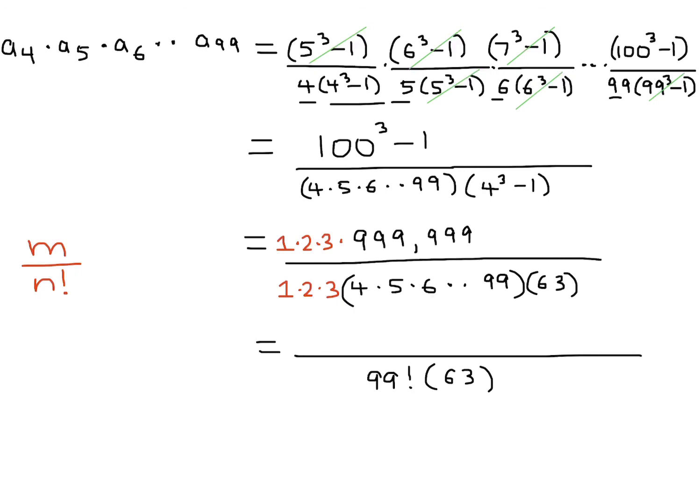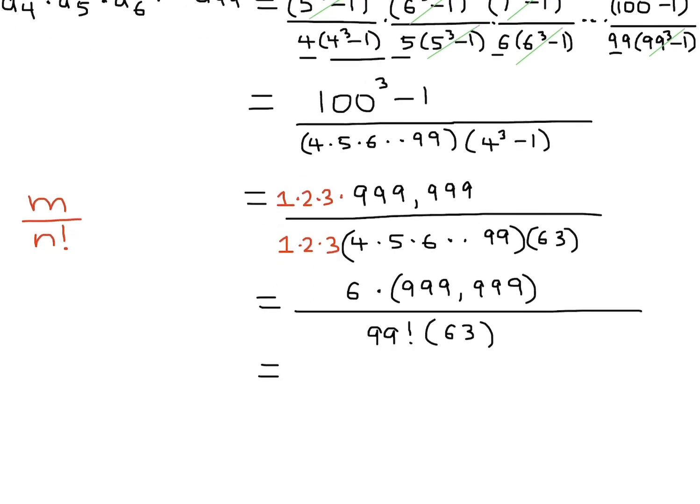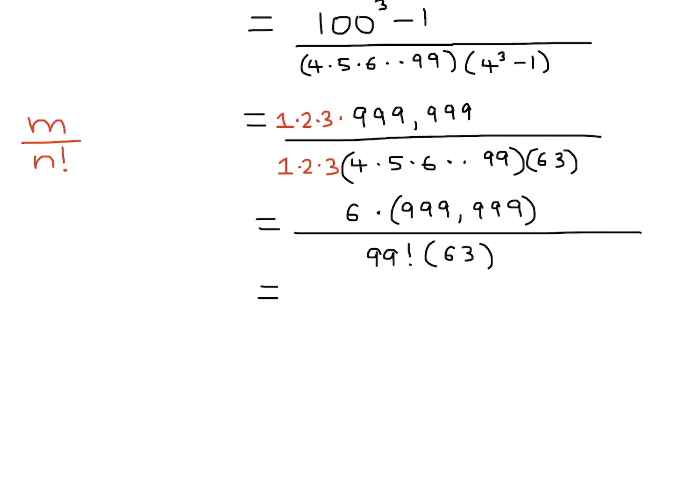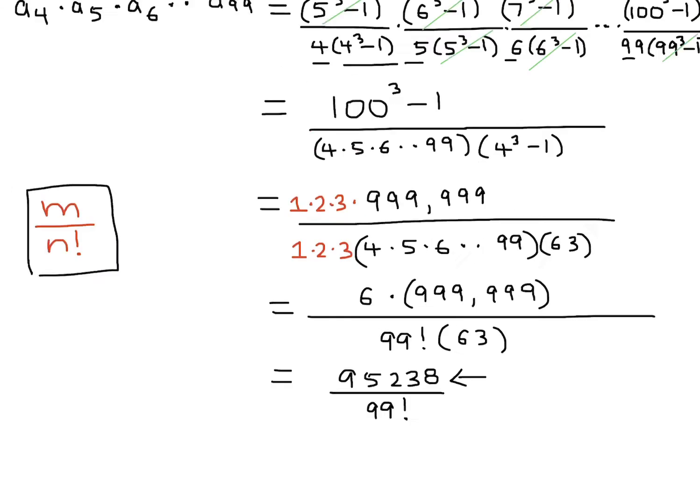And the top becomes, oh boy, you got 6 times 999999, like that. Okay, got to do a little bit of math here. A little bit of math without a calculator. So we've got to figure out this whole thing right there. And if you do, you'll find that is 95238 over 99 factorial. Okay, great. I got it in this form. So they want me to figure out what is m. Well, therefore, m is 95238.